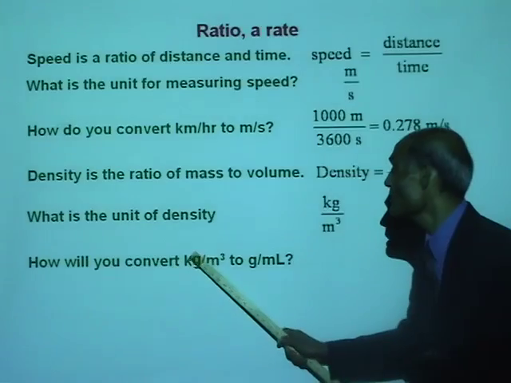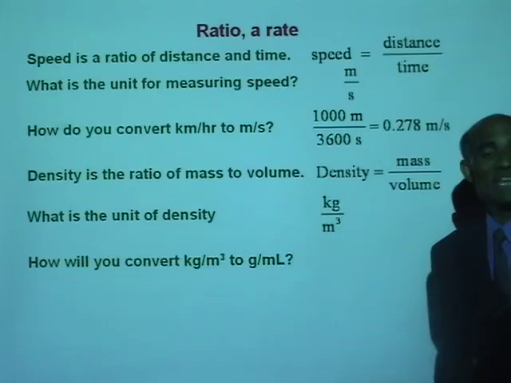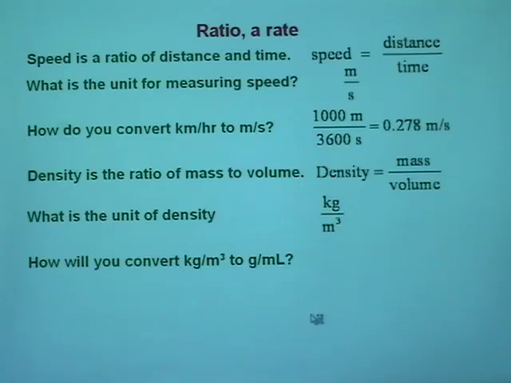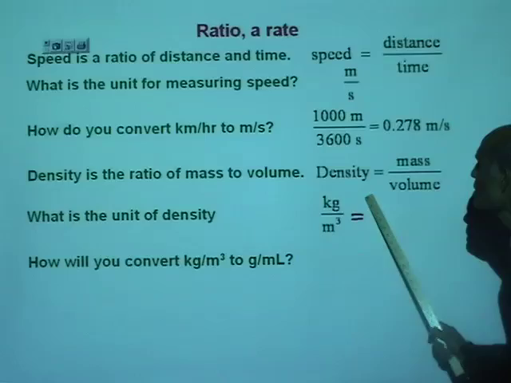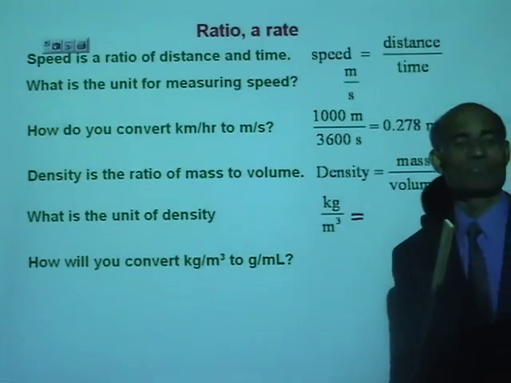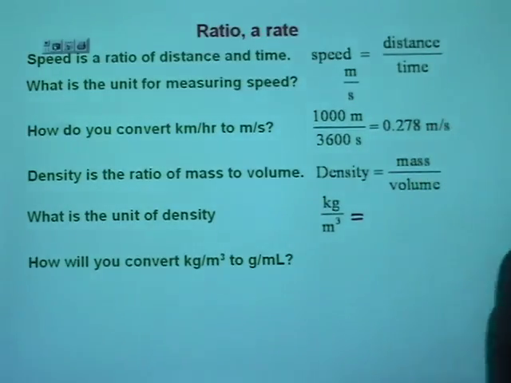Alright, how will you convert kilogram per meter cube to gram per milliliter? Can you do that? Well, let me see if I can help you there. Kilogram per meter cube. I'm going to start from here. I want to write this kilogram in grams. Tell me, how many grams are in 1 kilogram? Well, 1 kilogram contains 1,000 grams. So, I'm going to write it as 1,000 grams.